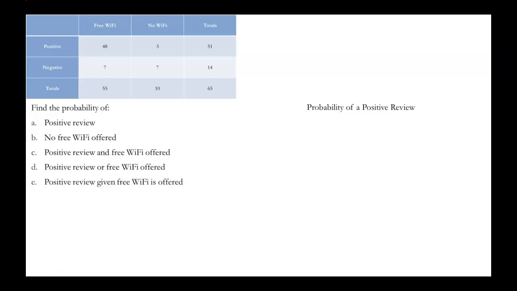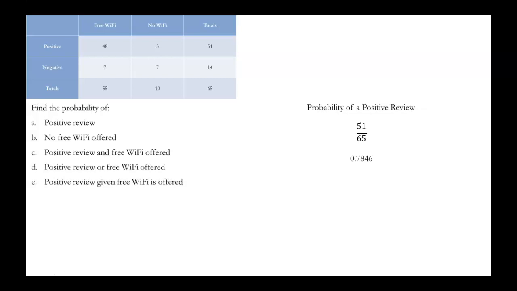So the first one that we wanted to find was the probability of a positive review. So we have a total of 51 positive reviews. There's 65 hotels in the city. So 51 divided by 65 gives you a probability of 0.7846.